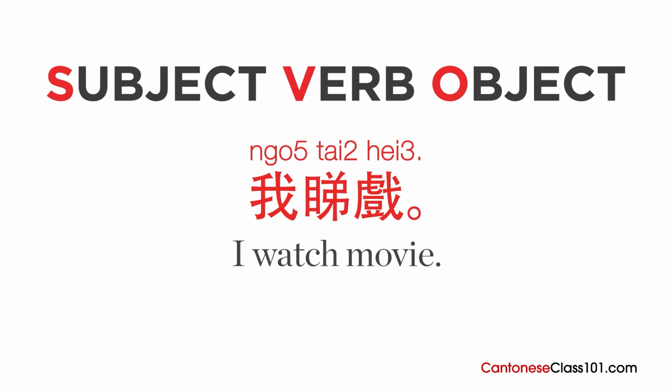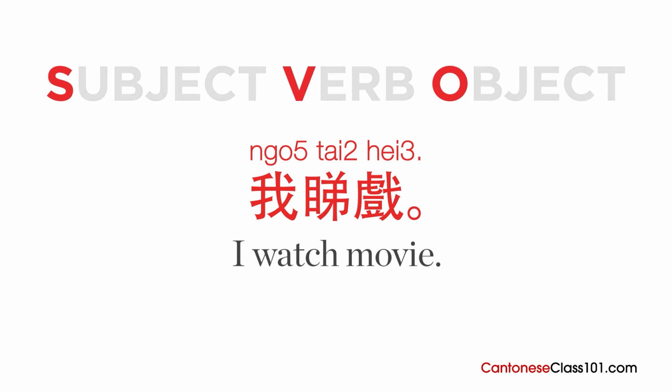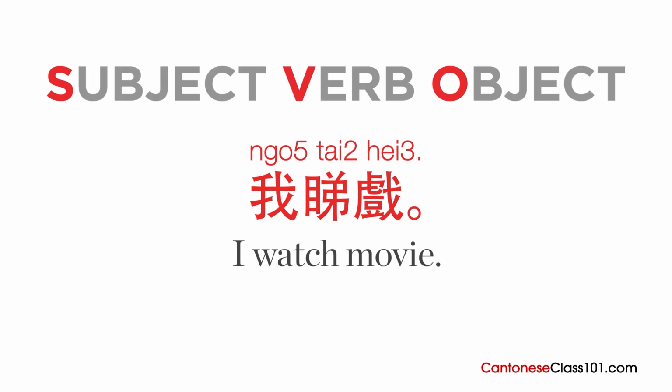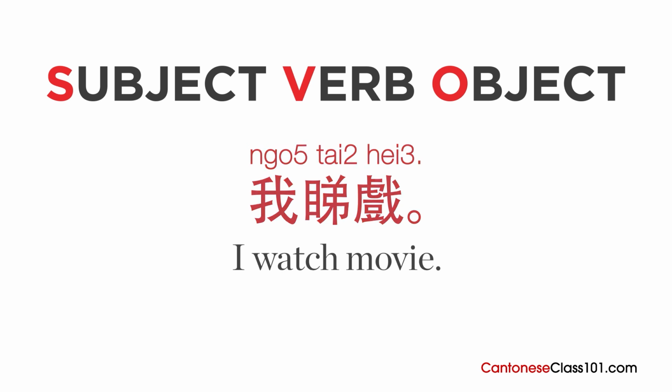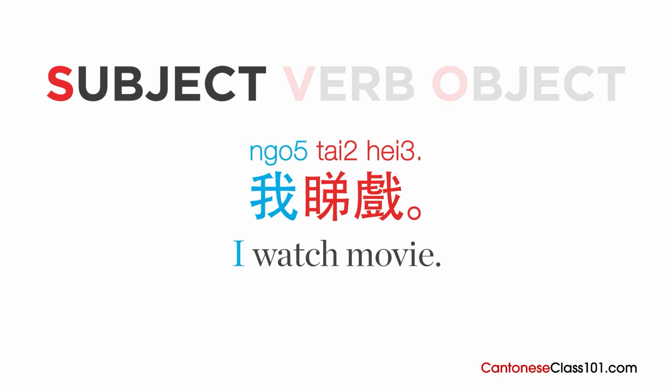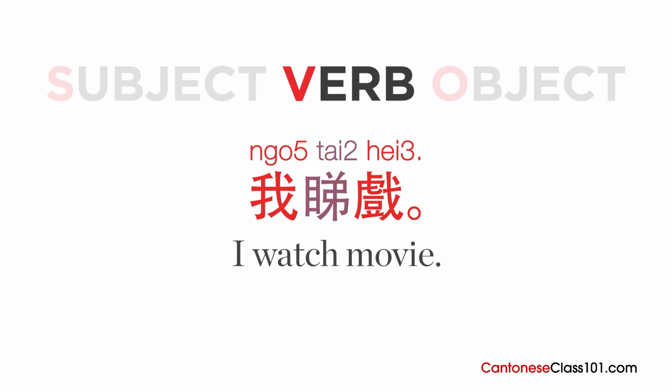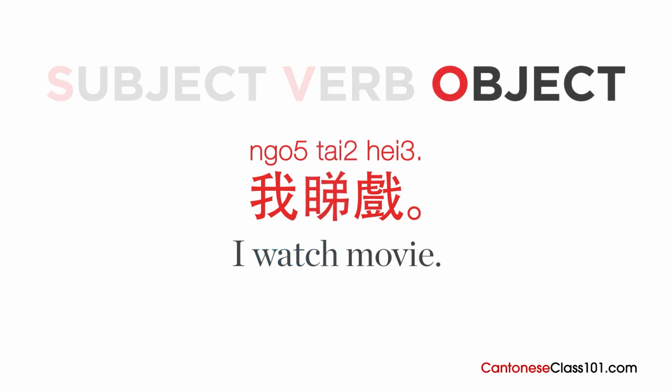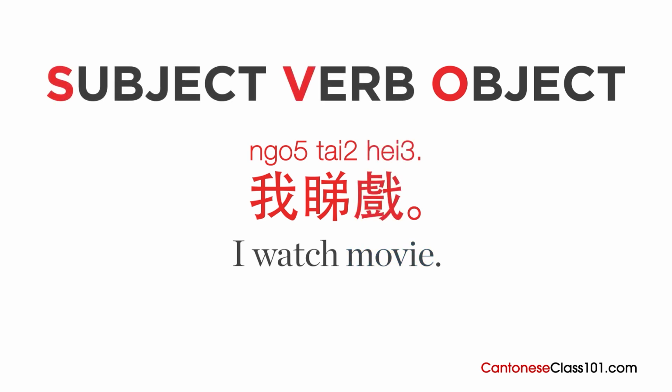To form basic sentences in Cantonese, keep that SVO word order in mind. Right. For example, 我睇戲. I watch movie. Let's break down the sentence. We start with the subject 我, meaning I. Then comes the verb 睇, meaning watch. And finally, we have the object 戲, meaning movie. Subject, verb, object. Easy. Jinho, can you give us one more example?